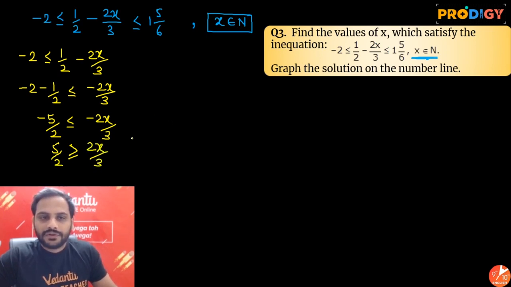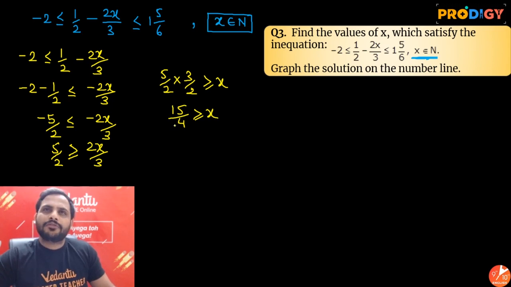Shift 2 by 3 to that side. 2 by 3 will become 3 by 2. So 5 by 2 into 3 by 2 is greater than or equal to x. 5 3 is 15. 15 by 4 is greater than or equal to x. 15 by 4 is nothing but 3.75. So 15 by 4 in decimal form is 3.75.